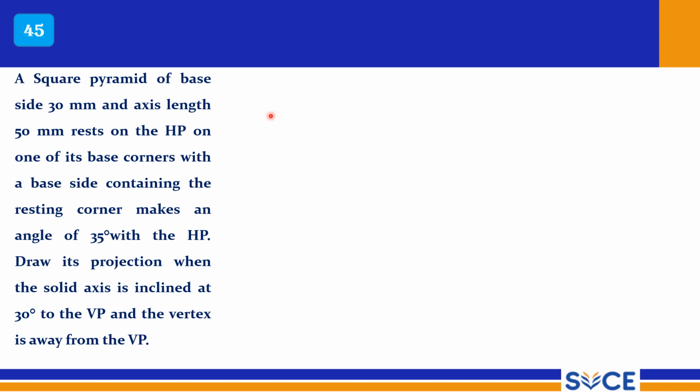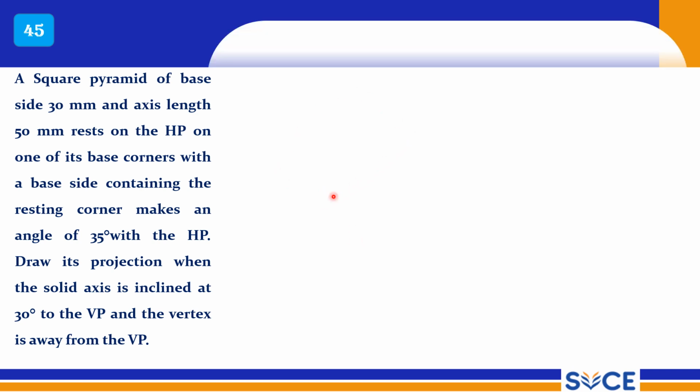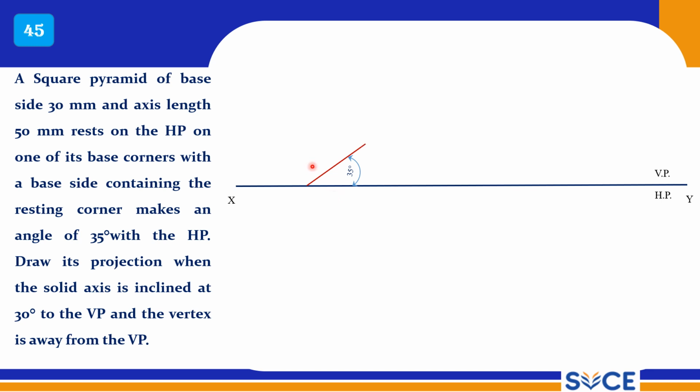It is a square pyramid and the height is given as 50 mm. It is resting on a base corner, right? It is resting on a base corner with a base side containing the resting corner making an angle of 35 degrees. So you draw a point and draw a 35 degree line and then complete the square, right? So now this is how you should start. At 35 degrees draw the base line, right? Base of the pyramid, and now you complete the square. Now this is the orientation.